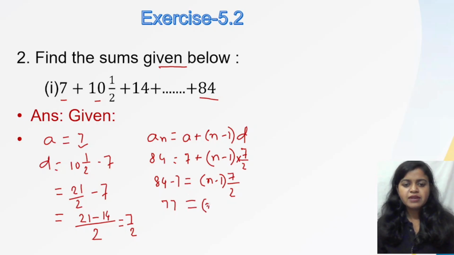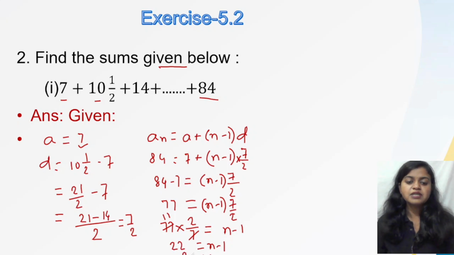So now 77 equals n minus 1 into 7 by 2, and this 7 by 2 will be reciprocal. So 77 into 2 by 7 equals n minus 1. Now 7 elevens are 77, so that gives 22 equals n minus 1. So the value of n will be 23, since 22 plus 1 is 23.